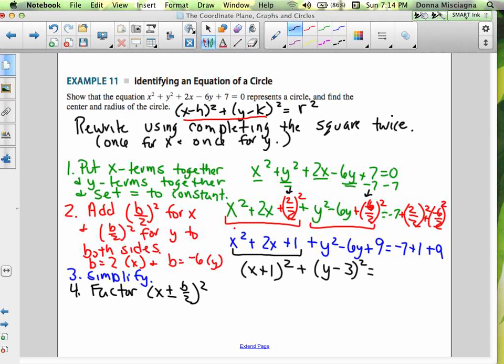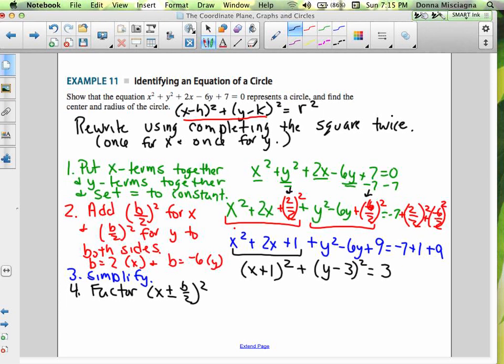And then we can add those numbers together. -7 plus 1 plus 9 is going to be 3. And we're done. That's it. So 4 easy steps. They're easy once you practice them and get good at them. And hopefully that'll come pretty quickly for you.